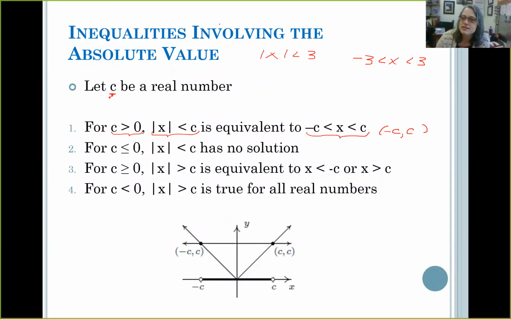If c is negative, which is what we've got here, then there is no number for which the absolute value of x can be less than c, because absolute values are by definition always positive. So that has no solution.